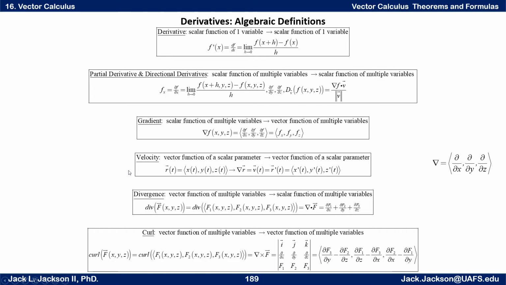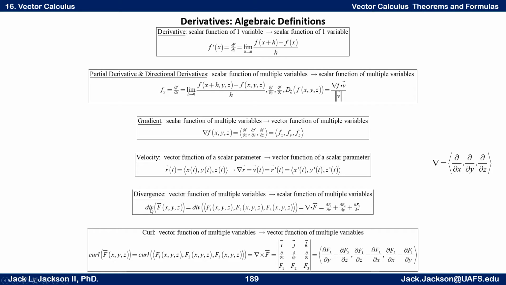The velocity is a vector function of a scalar parameter for the input, and the output is a vector function of a scalar parameter. So we take a position function, r of t is x of t, y of t, z of t, and we do that again, r prime of t, or v of t, and you just take the derivative of each piece, this time with respect to t.